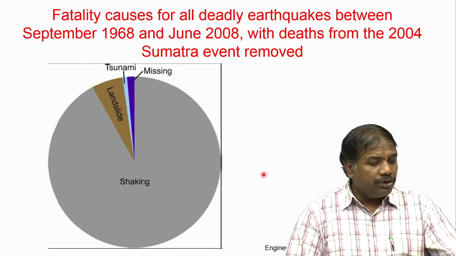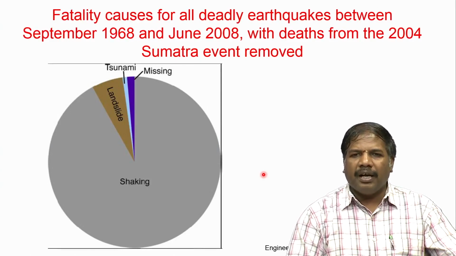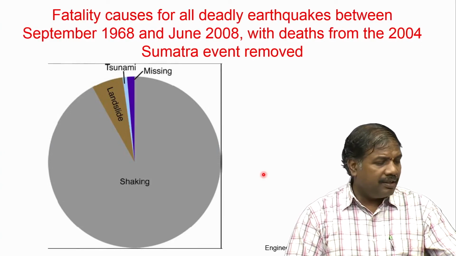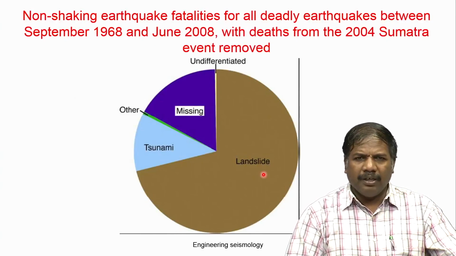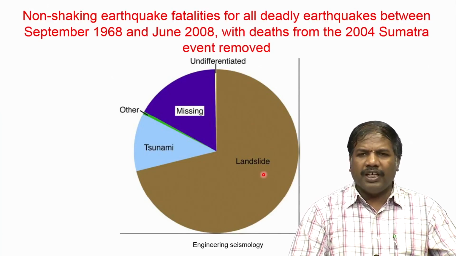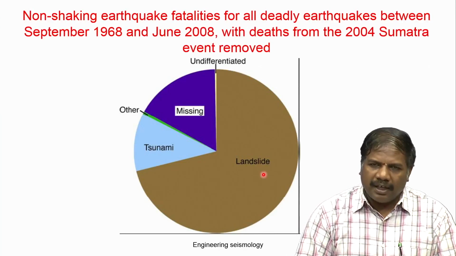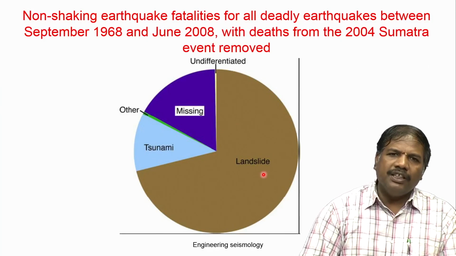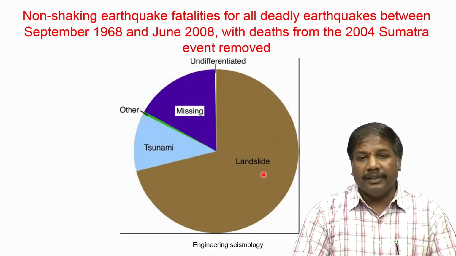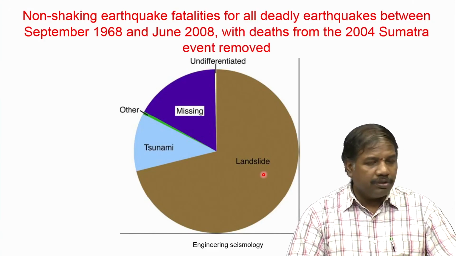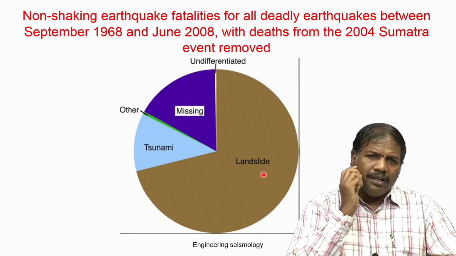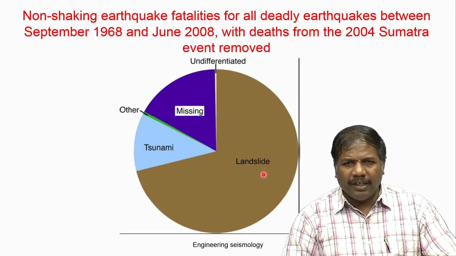So, ground shaking is one of the major hazards which has to be considered in the design of buildings and settlement places, where it has to be modeled properly. This is the non-shaking part: if you remove the ground shaking hazard and club whatever other hazards are there, you can see that landslide and tsunami are very major components. Particularly, landslides are very huge, close to 70% when compared to any other. Here, the 2004 tsunami is removed.